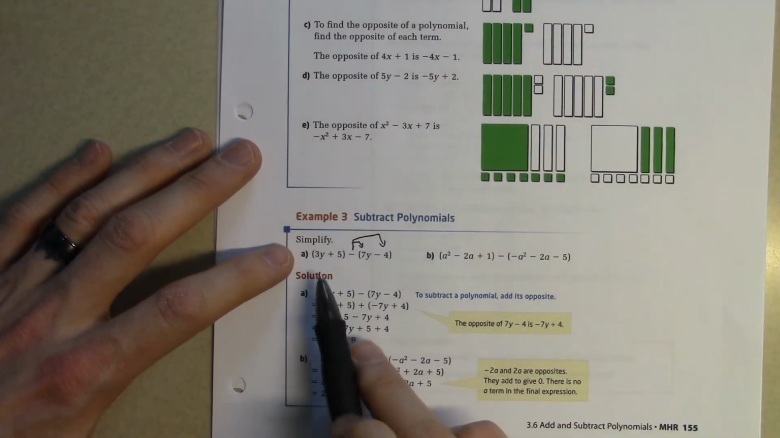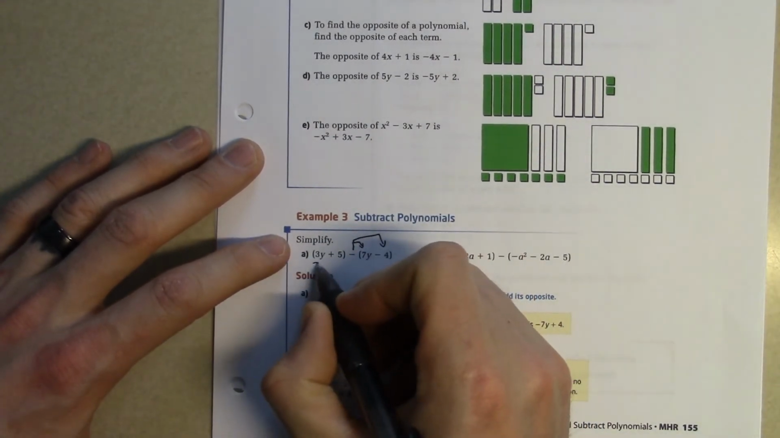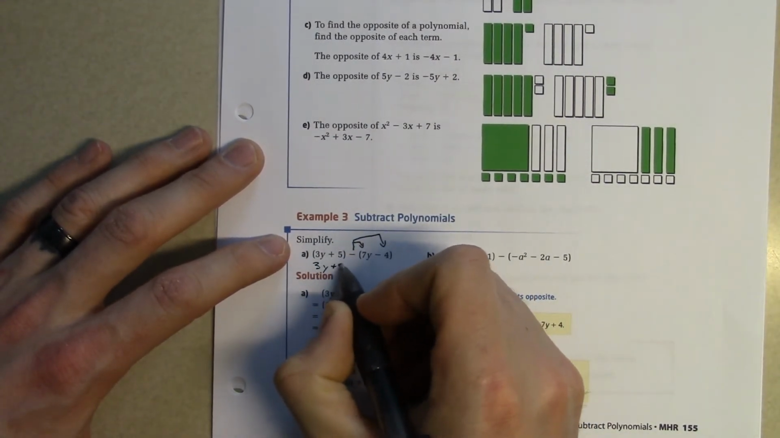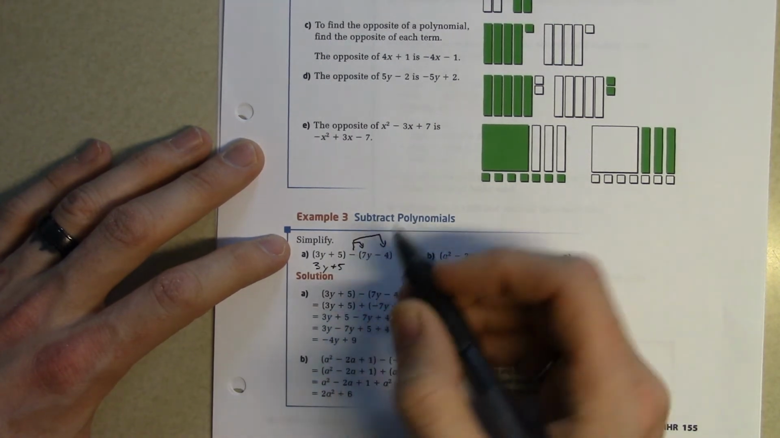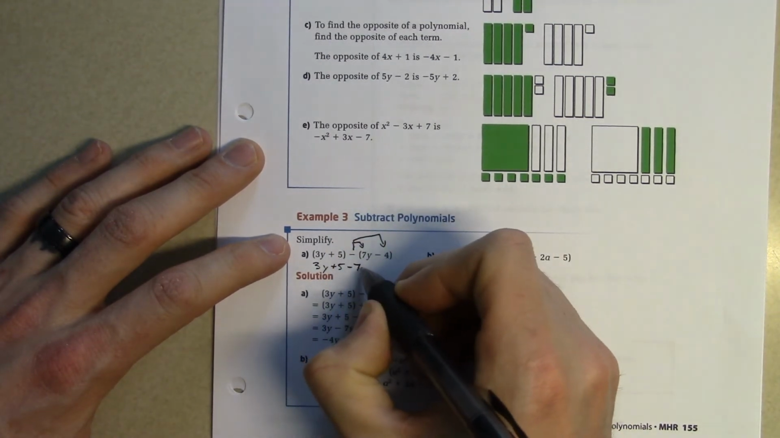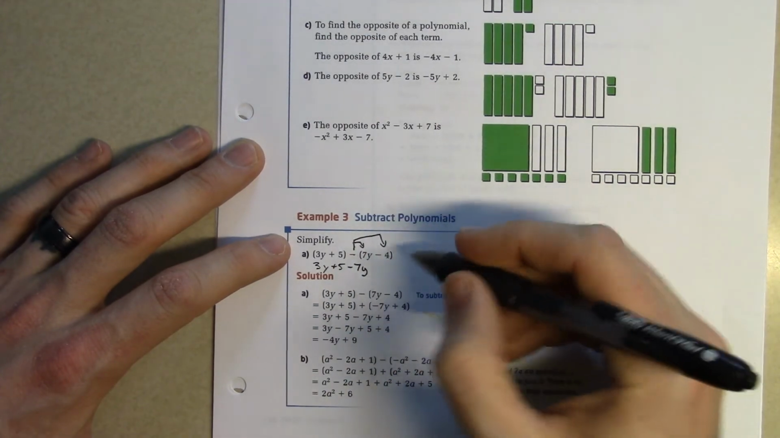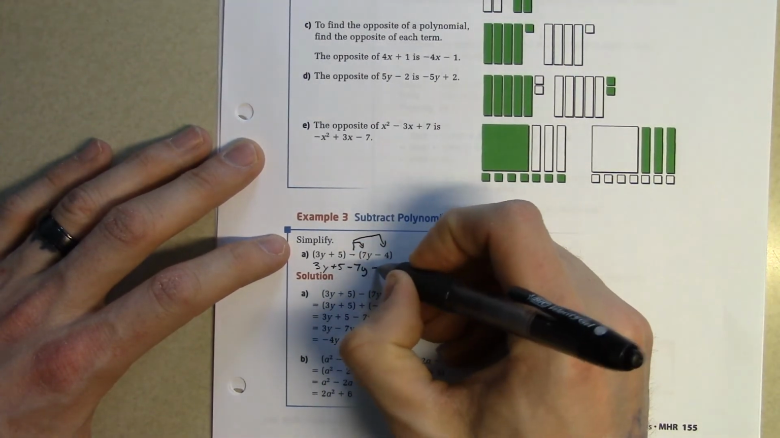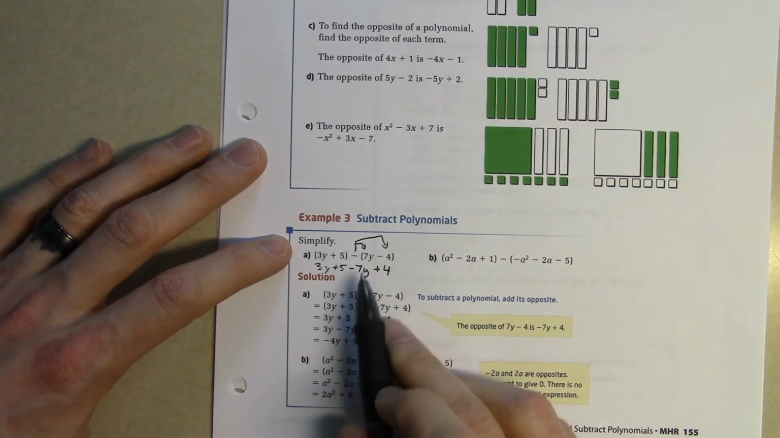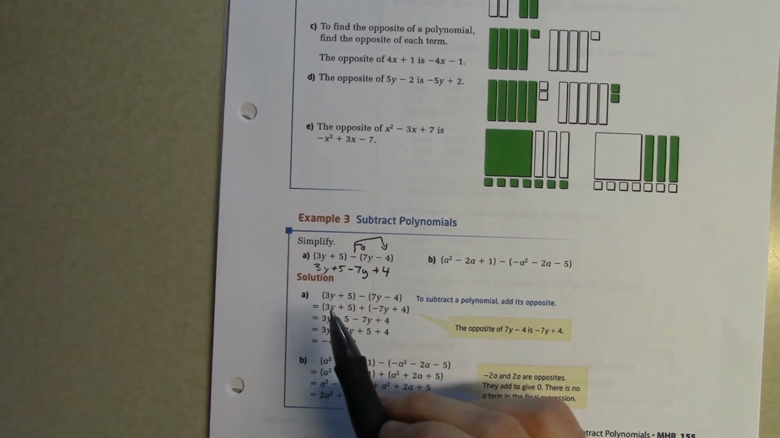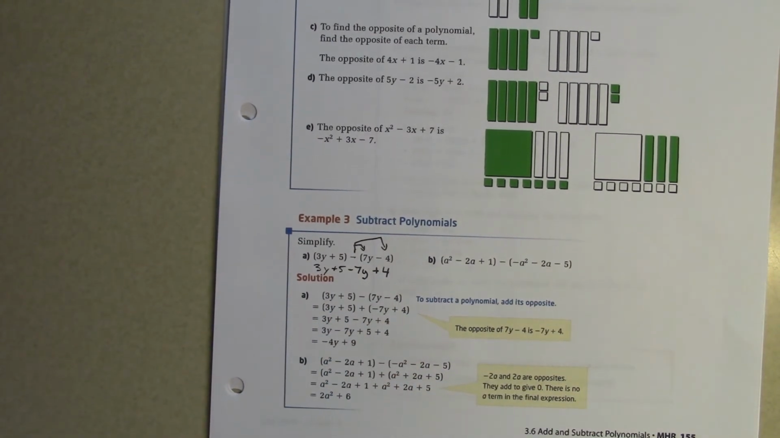So this equation then becomes 3y plus 5. Now negative 1 times positive 7 is negative 7y. Negative 1 times negative 4 is positive 4. So that negative sign in front of the brackets is going to switch the sign of each term inside the brackets. Any questions about that?